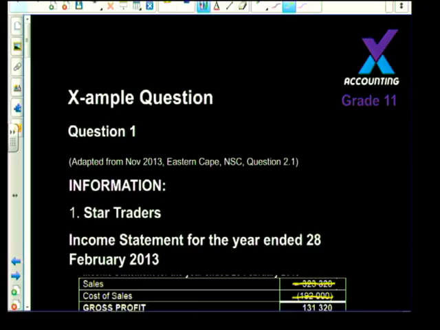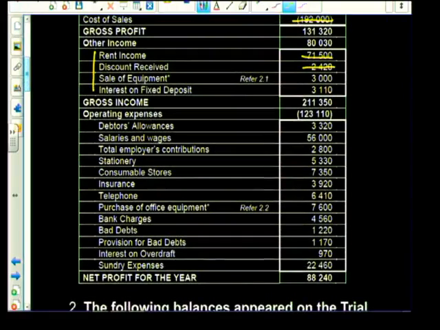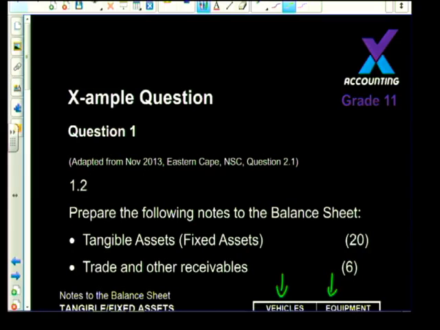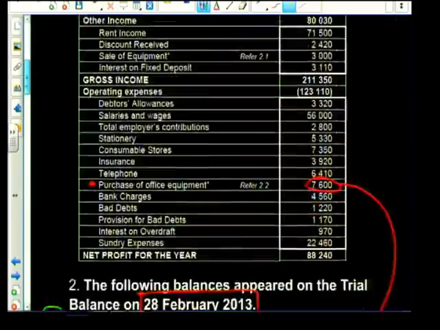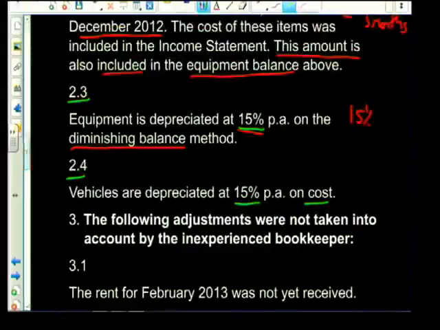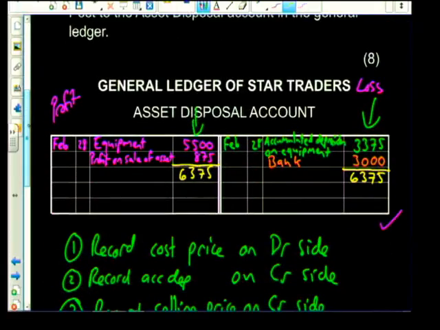Okay? Then the next item here is our sale of equipment. And remember, this is the adjustment that we had to make. We know that this 3,000 Rand is wrong. We should never record just sale of equipment in our income statement. What we want instead is the profit or the loss on the sale of equipment. So remember, when we did our asset disposal account over here, we calculated that we made a profit on the sale of the asset of 875 Rand. That is the figure that must go into our income statement, not the 3,000 Rand that we've received.